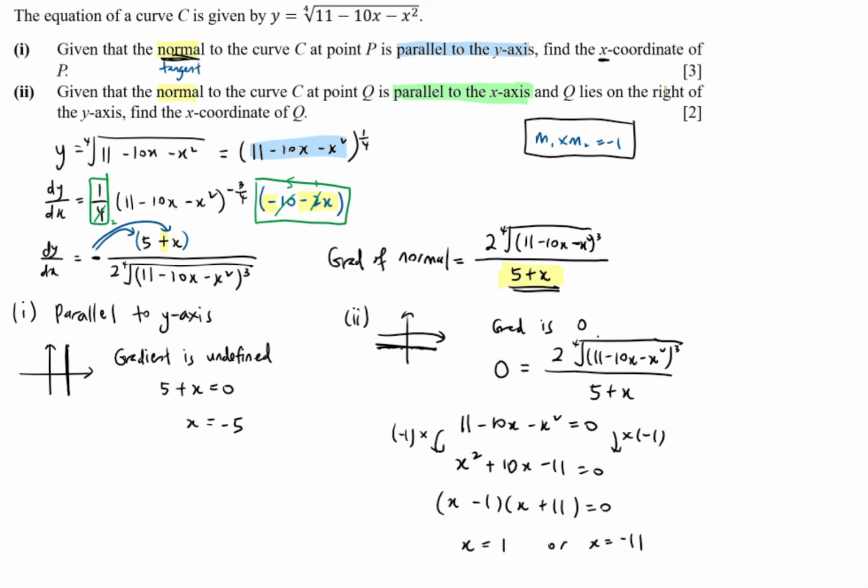Q lies on the right hand side of the y-axis, which means that it will have positive x. So x equals negative 11 will be rejected because x has to be more than 0. So my only answer is x equals 1.